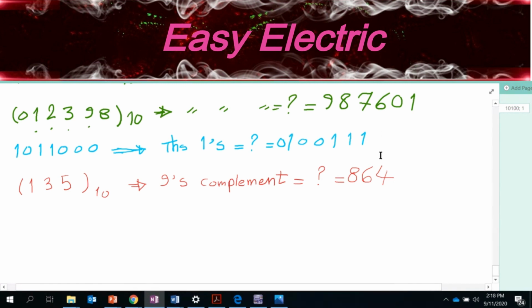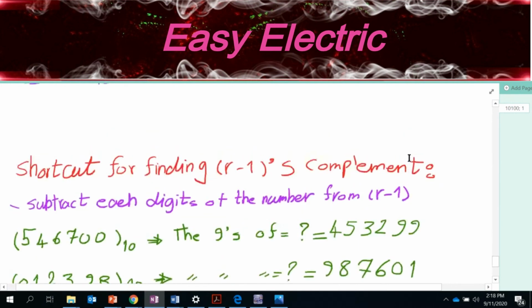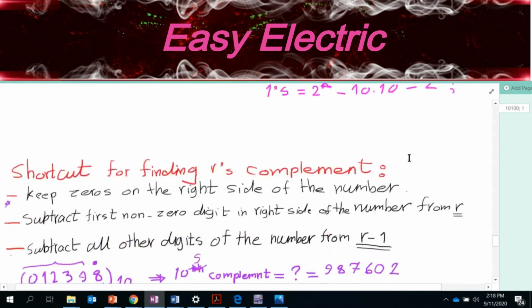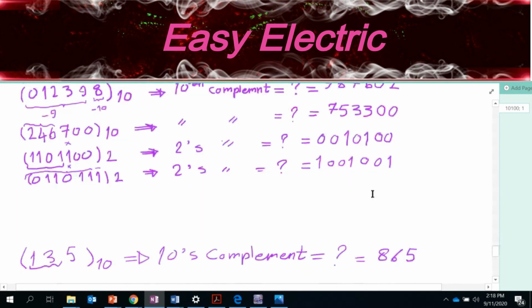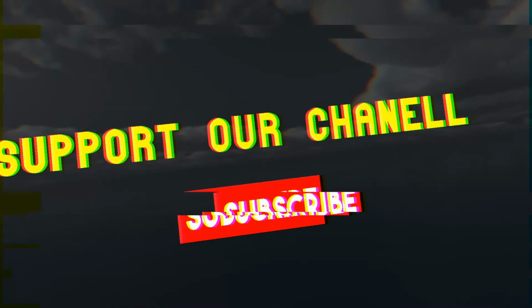Okay, so it's easy. Just take a look at whatever we have here for the r minus 1 complement: for base 10, r minus 1 is 9, and you just need to subtract from it. And for r's complement, just follow the steps that you learned. It should be straightforward. Okay.